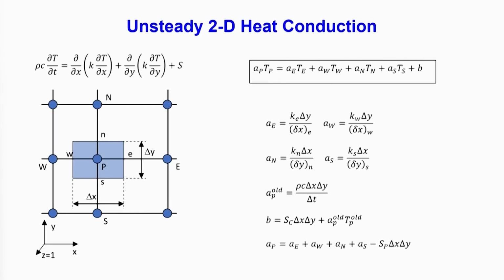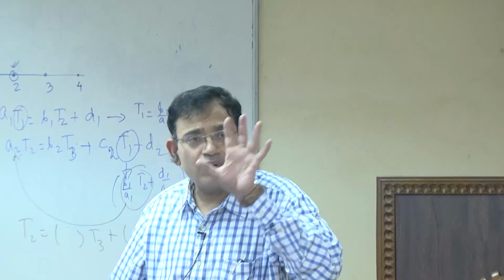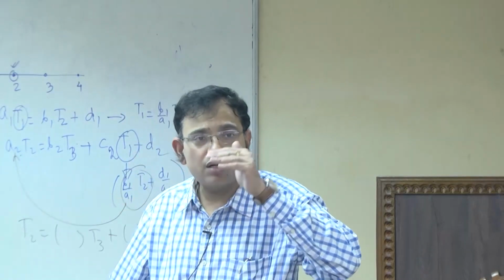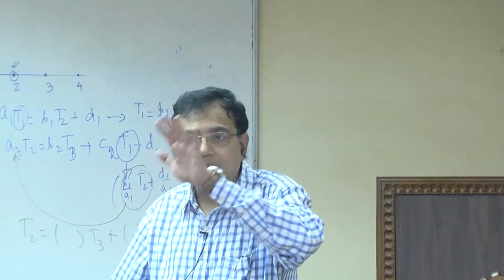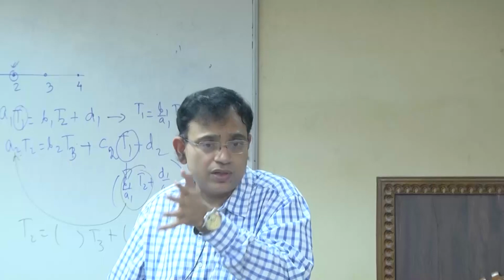So, clearly now you do not have a tridiagonal system. But still it is a sparse matrix, that you have only a few neighbors and others are 0. So, there are ways of handling this, but you can convert it to a tridiagonal problem by assuming some iterative scheme, but not directly.